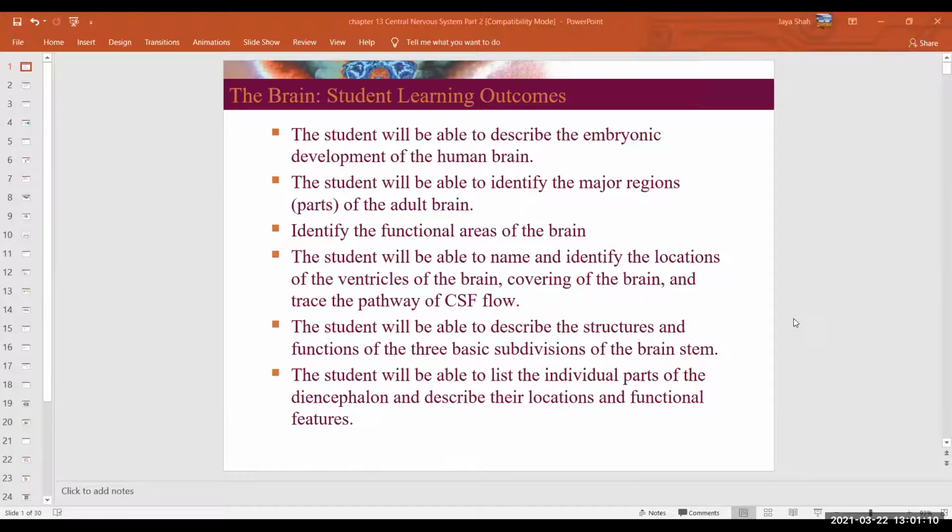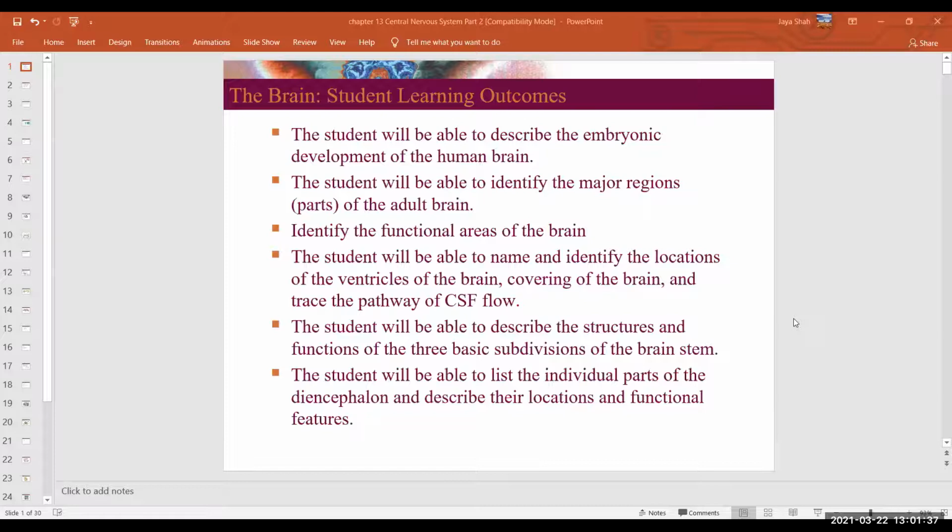Then we will go on to identify the major regions, the parts of the adult brain, which are the cerebrum, then the diencephalon, and the brainstem. Those are the regions we're going to talk about. We'll identify the functional areas of the brain, particularly in the cerebral cortex. Different regions of the brain have different functions, so we're going to go over that.